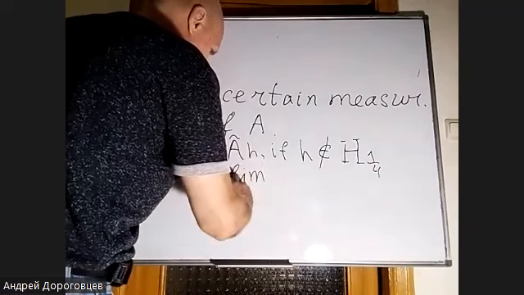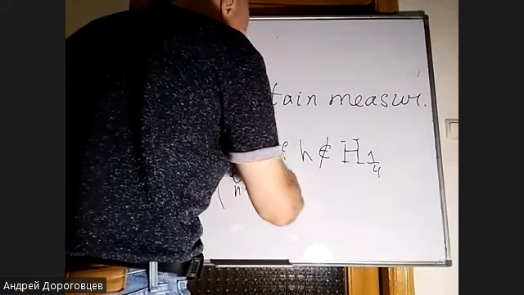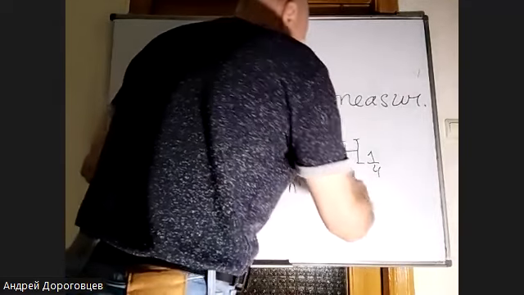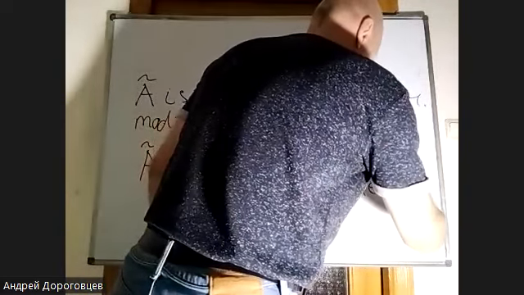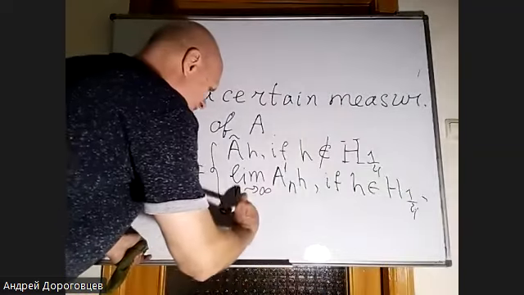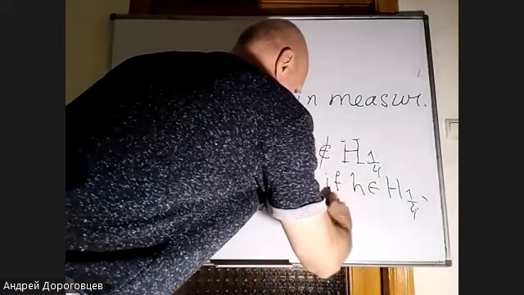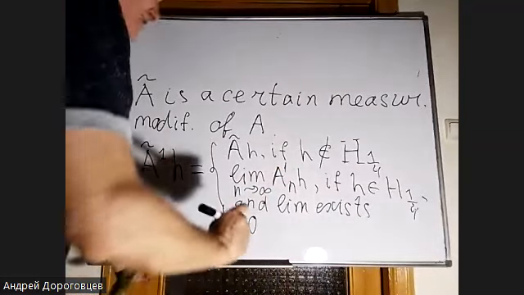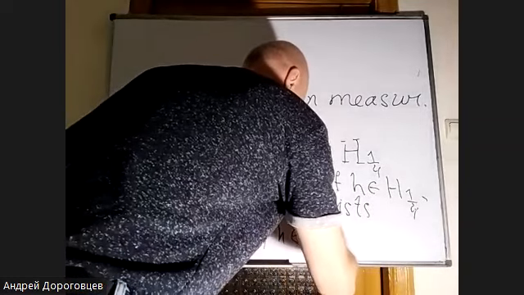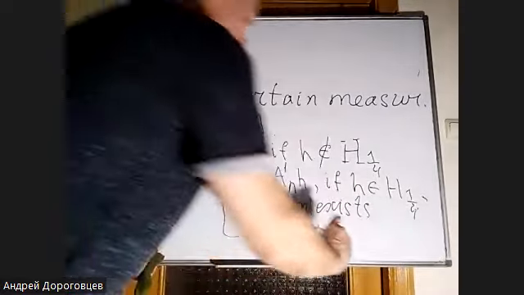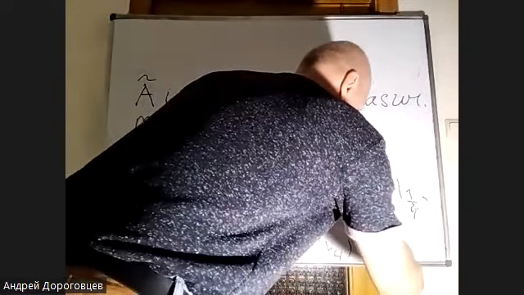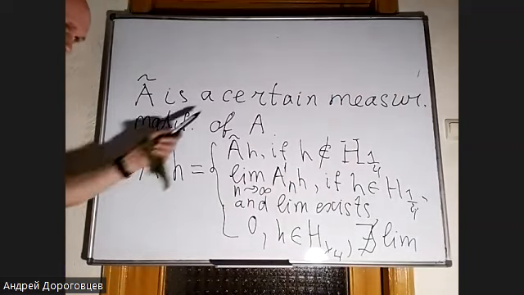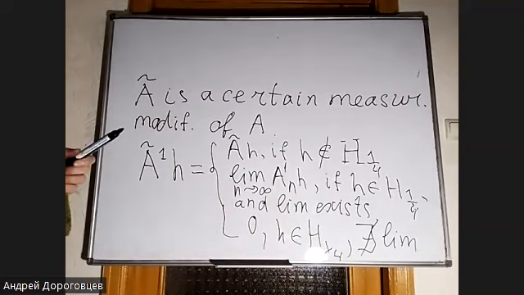Limit as n tends to infinity of A1n of H if H belongs to H1 over 4 and the limit exists, and zero in the opposite case, if H does not belong to H1 over 4, but there are none, I will write it later. So this is a definition.